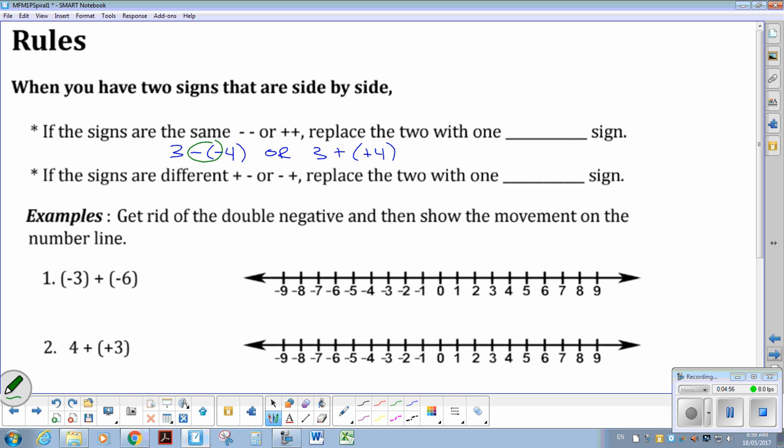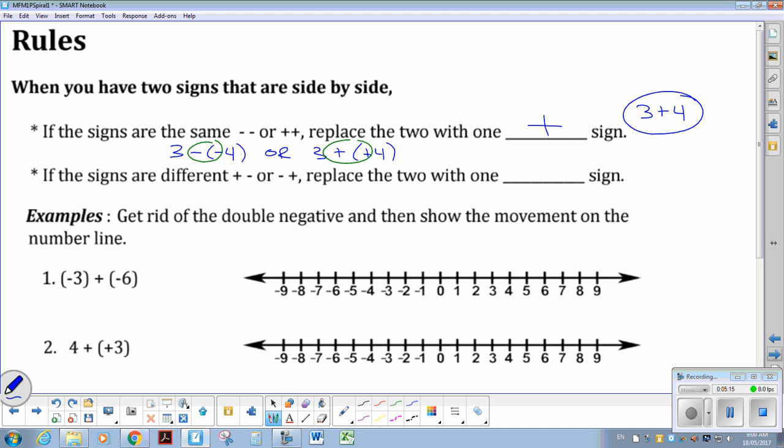If the signs are the same, we end up with an adding sign. So that means we would have 3 plus 4 in this particular scenario. So if the signs are the same, so if you're taking away negatives out of your life, it's adding. If you're adding positives to your life, it's also positive.